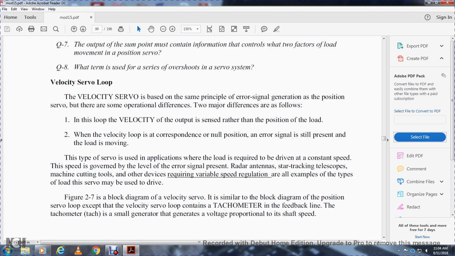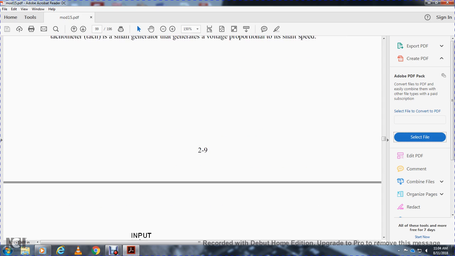Figure 2-7 shows the block diagram of the velocity servo loop, which is similar to the block diagram of the position servo loop, except that the velocity servo loop contains a tachometer in the feedback line. The tach is a small generator that generates a voltage which is proportional to the shaft speed.